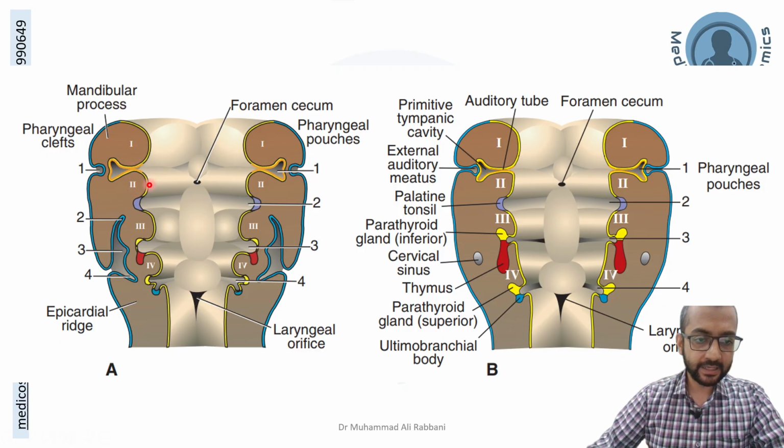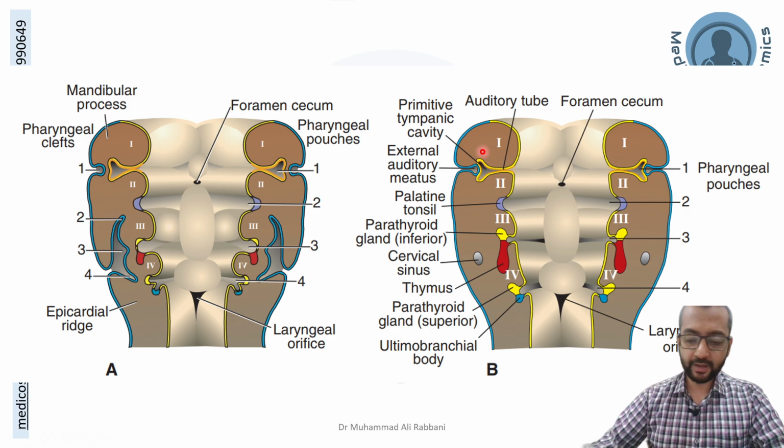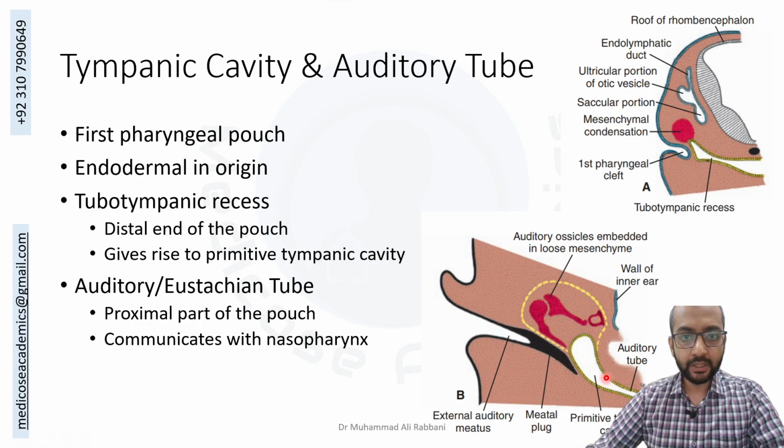Between first and second arch there is the first pharyngeal pouch. So this is the pharyngeal pouch that is going to form the cavity of the middle ear. As it grows further, the connection in the beginning becomes narrow. This becomes the auditory or eustachian tube, and this becomes the tympanic cavity of the middle ear. So as it grows further, the first pharyngeal pouch gives rise to this.